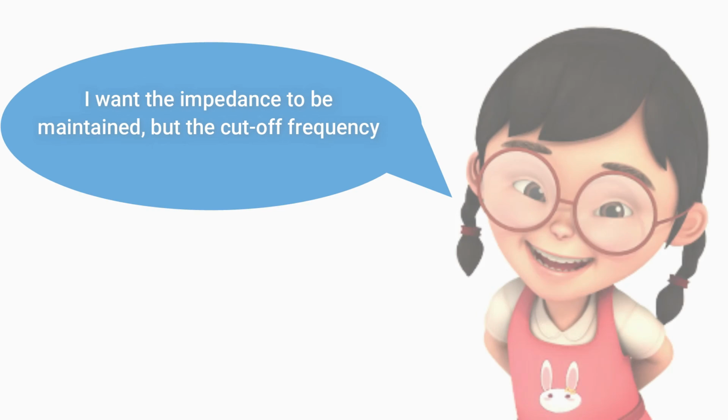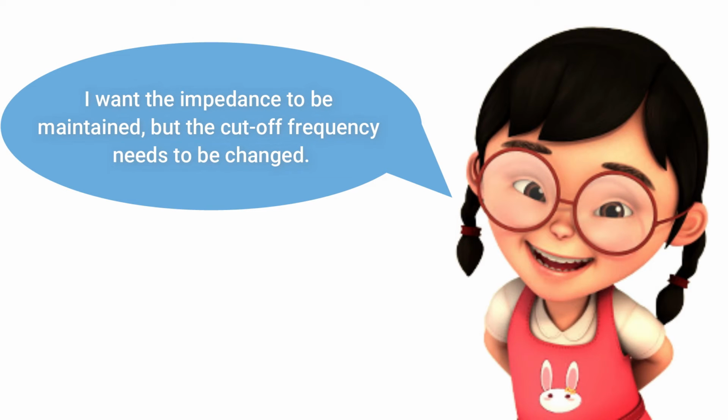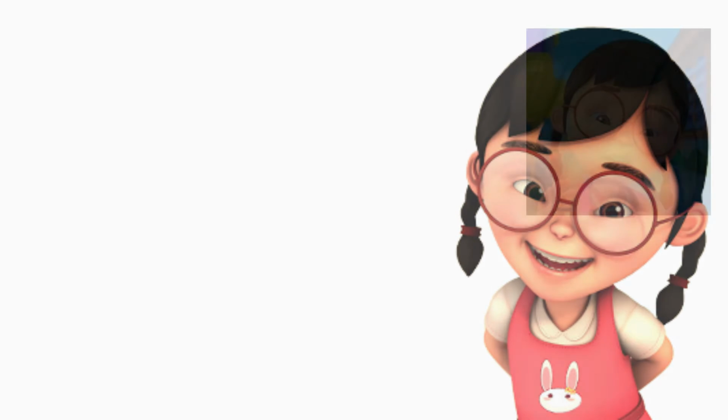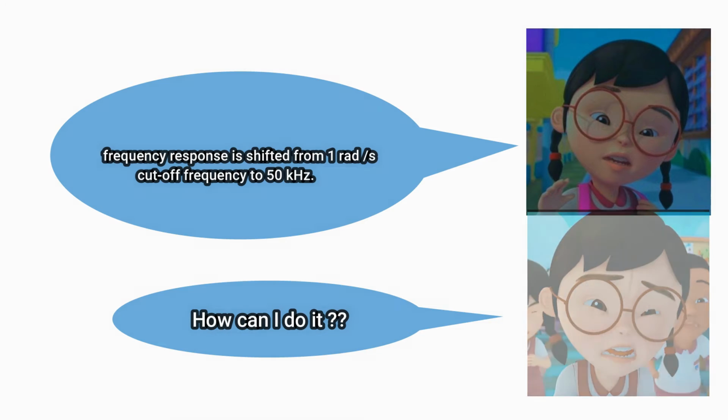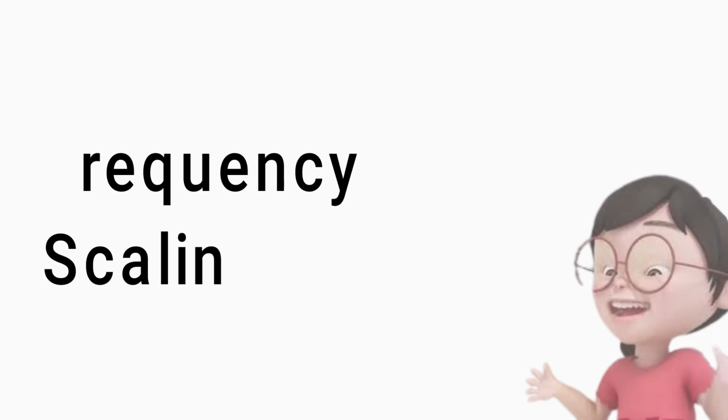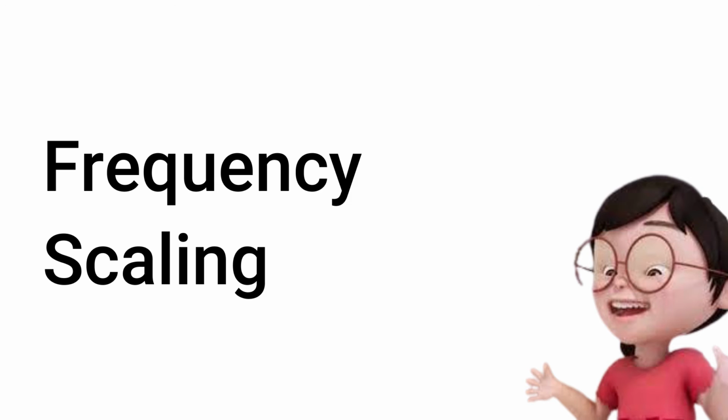What if Meimei wants to maintain the impedance but change the cutoff frequency? And that is contradicting with what Budi wanted, so Meimei cannot use magnitude scaling. So what can Meimei do? Something Meimei can do is frequency scaling.